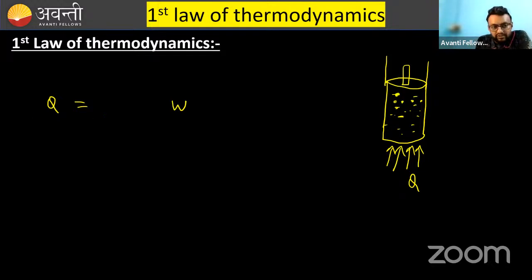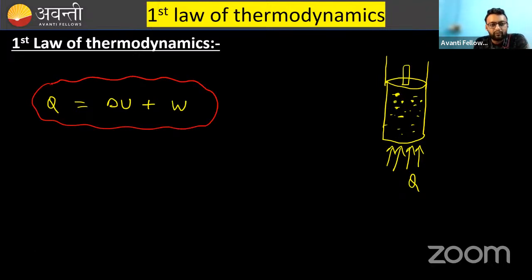So the heat given to a system can do two things. It can raise the temperature and it can perform some work. So what is the conclusion of the first law of thermodynamics? Heat given to a system can change the temperature and can perform some work. This is the statement of the first law of thermodynamics: heat given to a system is equal to delta U plus delta W, or you can say W. W is work done.